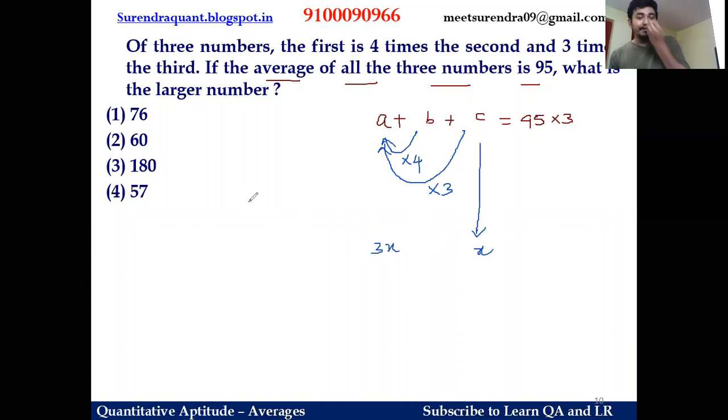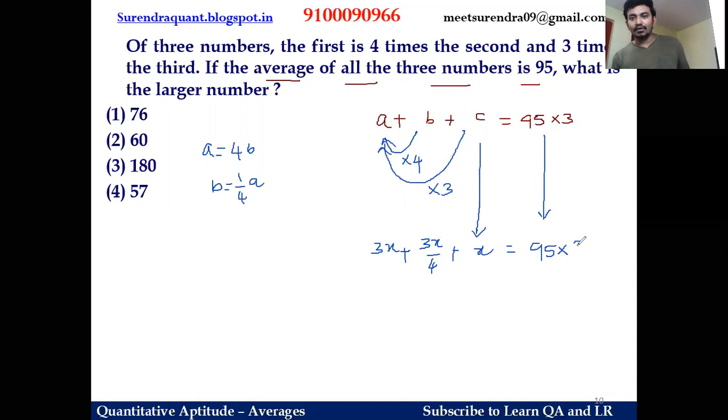What about B then? Friends, it is clearly said A is 4 times B. I mean, the first number is 4 times the second number. So the second number is 1/4 of the first number. Yes or no? Yes. So what is the first number? 3X. If I take 1/4 of it, the second number is 3X by 4. So the first number is 3X, the second number is 1/4 of 3X, and the sum of these three is given here in terms of average, that is 95 into 3. Yes or no? Yes.